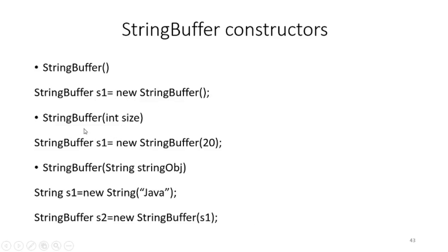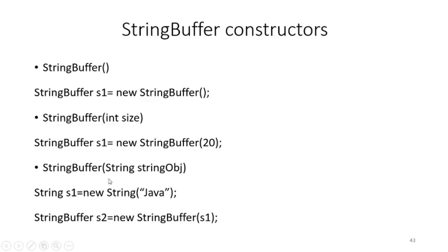Secondly, StringBuffer(int size). It creates the object of a specific size. So you are going to mention the size in the brackets. So how do you create the StringBuffer? S1 = new StringBuffer(20). Here the size of the string is 20.